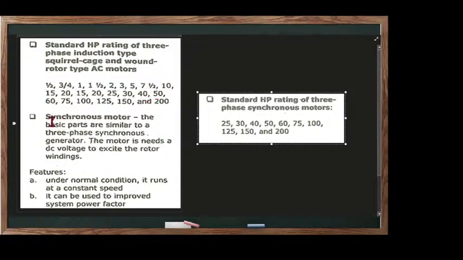Then you have the synchronous motor. So the synchronous motor is a three-phase motor, no? The good thing about this is that the motor needs a DC voltage to excite the rotor windings, because the synchronous motor runs at a constant speed. That is why it is mostly used in fixing the power factor, no? If we want to improve the power factor of our system, we use the synchronous motor. So features, no? Under normal condition, it runs at a constant speed.